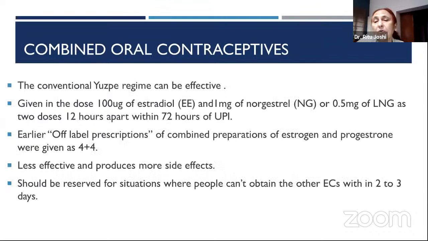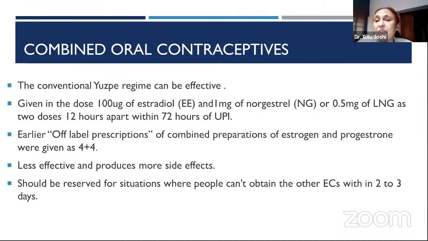Let's talk about the combined oral contraceptives, which I was talking about earlier, that we used to give in very high doses to our women. I remember we used to have a lot of Ovral available at that time, and we used to tell them to take 2 tablets in the morning and 2 in the evening, for 2 days. That means almost a dose of 100 micrograms of ethinyl estradiol and 1 milligram of norgestrel, 2 doses 12 hours apart, within 72 hours of unprotected intercourse. Earlier, this was an off-label prescription of combined preparations, but we were giving it.